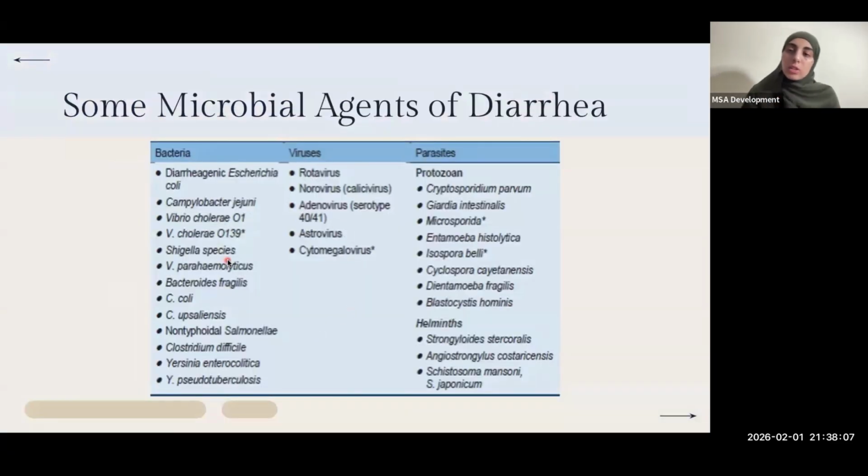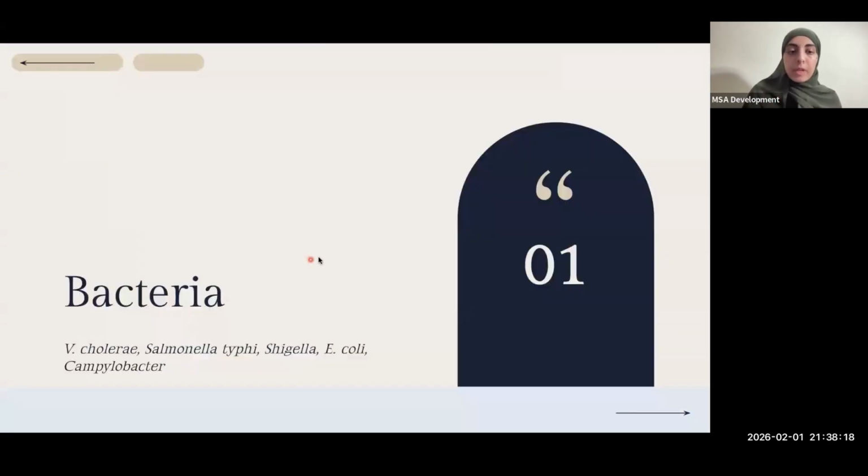These are some microbial agents of diarrhea. We'll go over some of them, not all of them. You don't need to know all of these by any means. Just know the ones that are in the lecture. I just included it here for completion's sake. Okay, so now we covered the basics. We'll go into the actual microbiology part of this, okay?